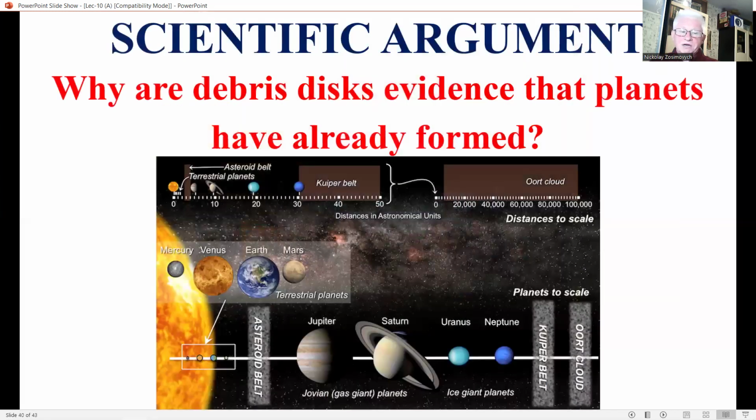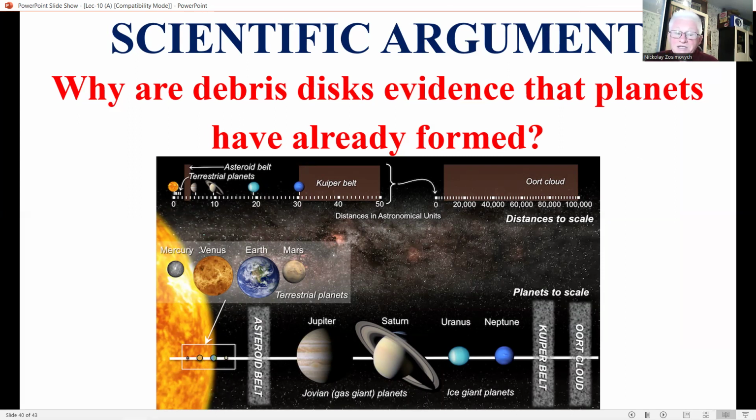Why are debris disks evidence that planets have already formed? Sometimes a good scientific argument combines evidence, theory, and an astronomer's past experience, a kind of scientific common sense. Certainly, the cold debris disks seen around stars like Vega are not places where planets are forming. They are not dense enough or young enough to be planet construction zones.